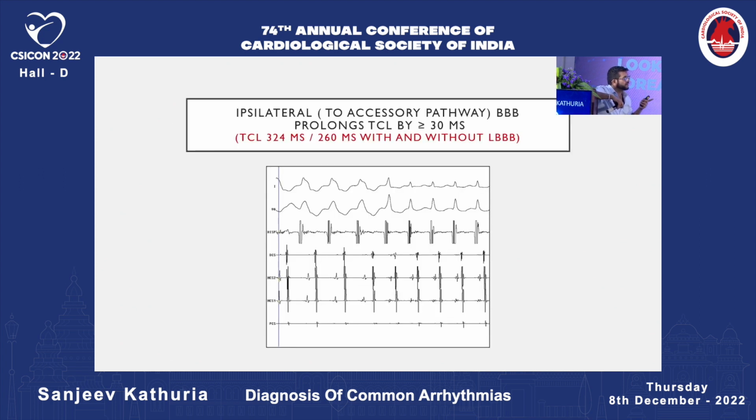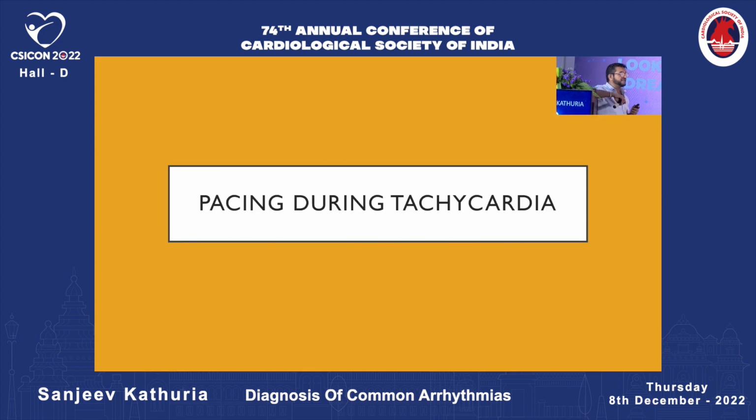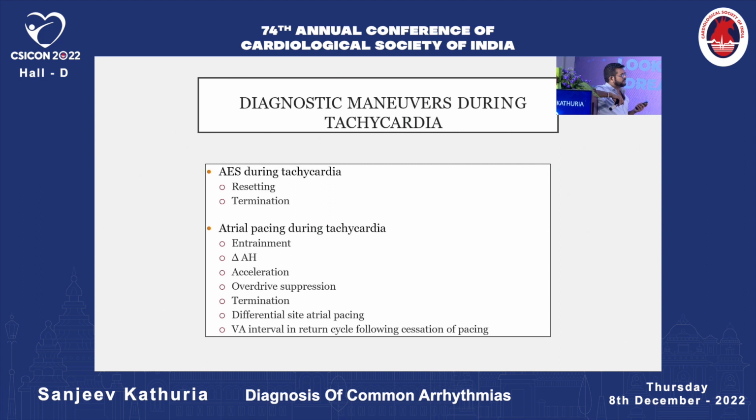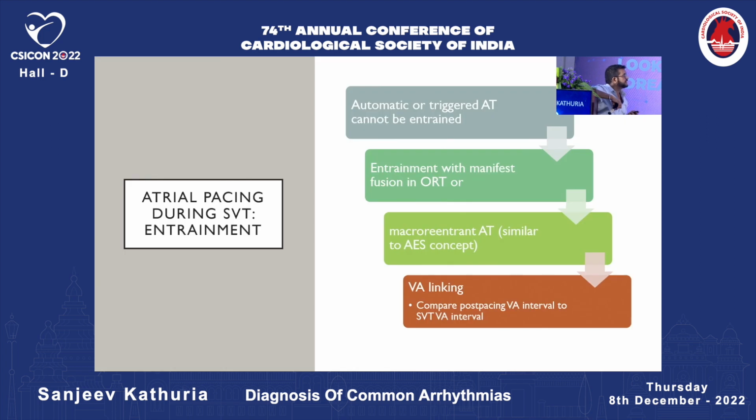Now this is the example of what I said. If you have an ipsilateral bundle branch block, you see your VA has increased because it's a left-sided pathway. With the LBBB developing, your VA has increased, but the tachycardia continues. So you are sure that the bundle branch block on the same side, increasing your tachycardia cycle length, signifies a pathway on that side. Now pacing during tachycardia. Now these are various maneuvers you can do, like resetting, termination or entrainment. Some of them I'll explain here.